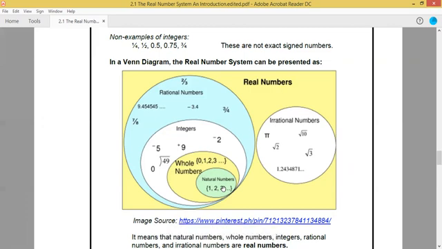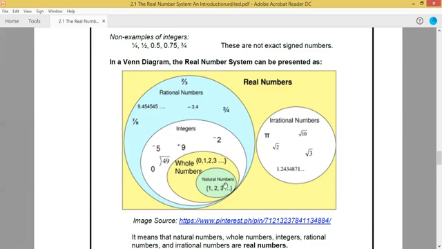Let's have a true-false practice for a while. Now, are all real numbers rational numbers? That's false, because some real numbers can be irrational, while some can be rational. Next, natural numbers are whole numbers.